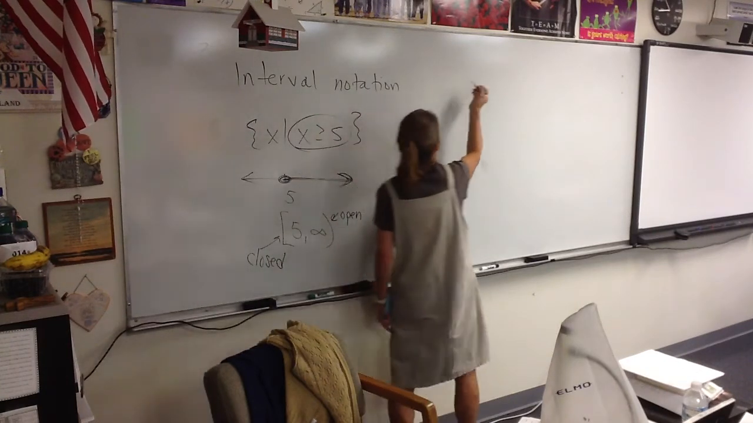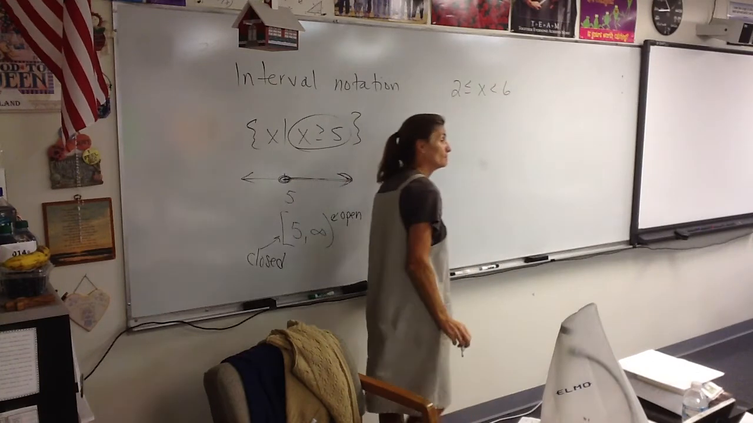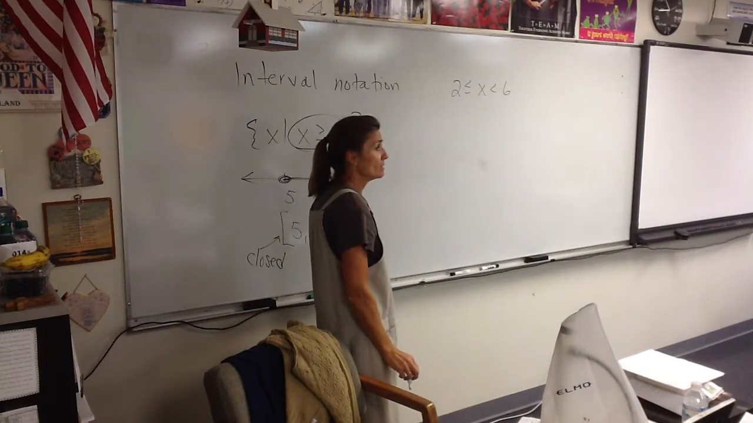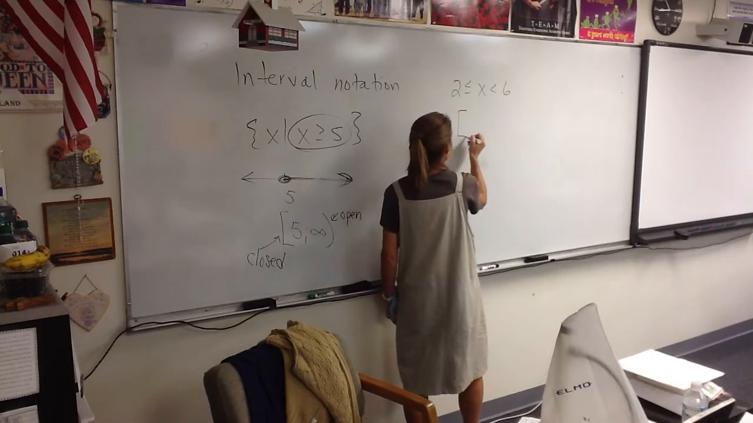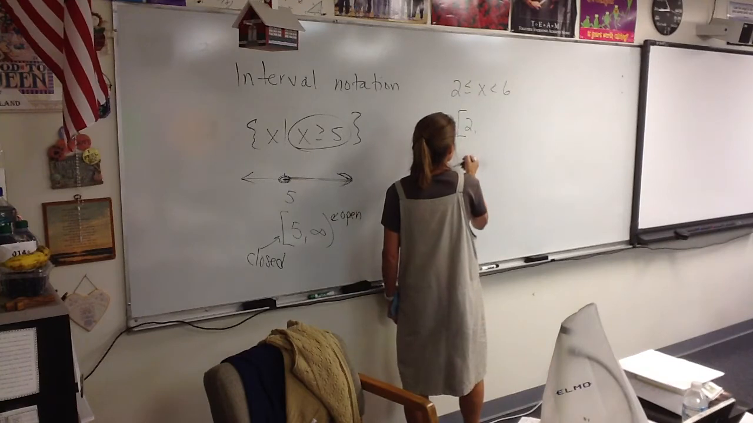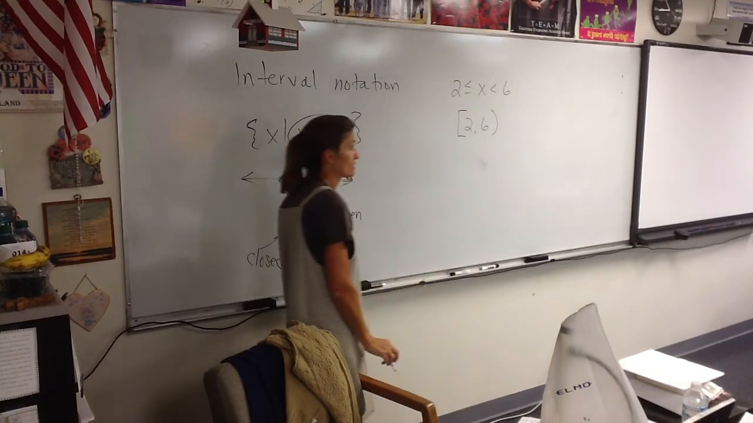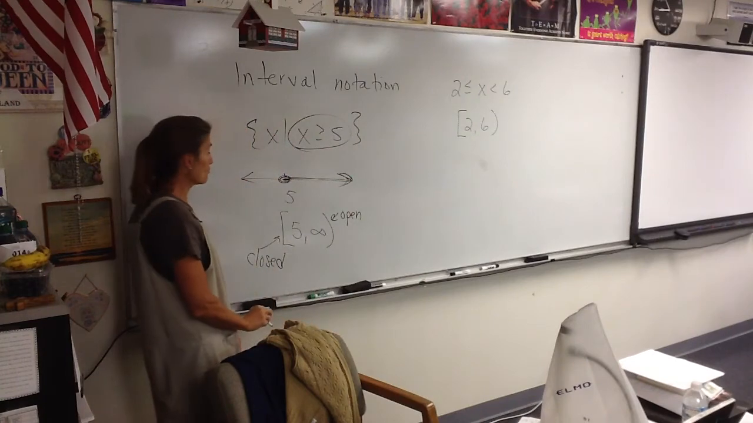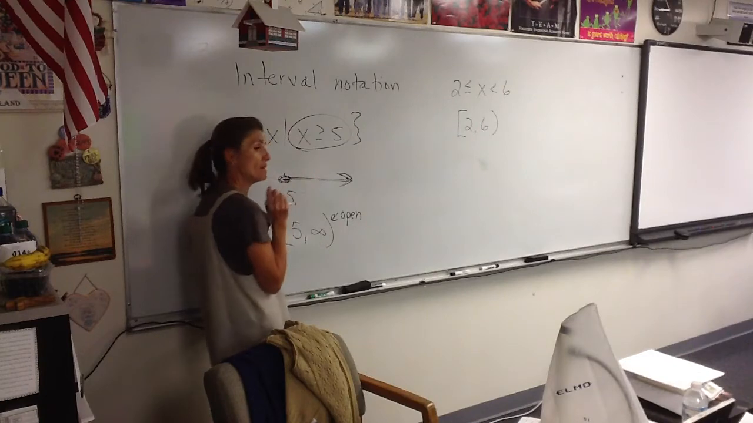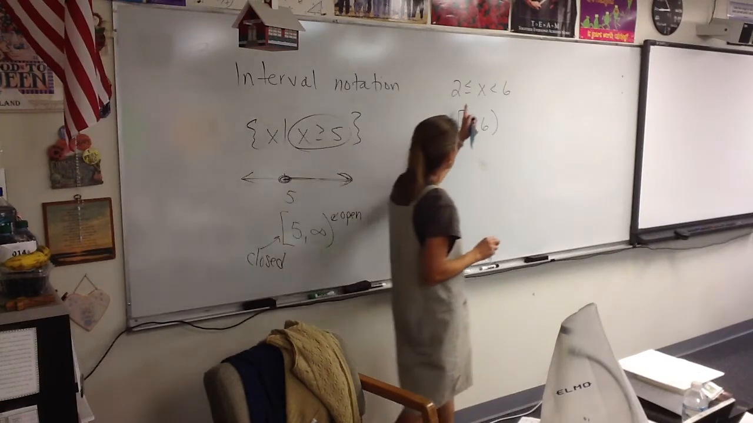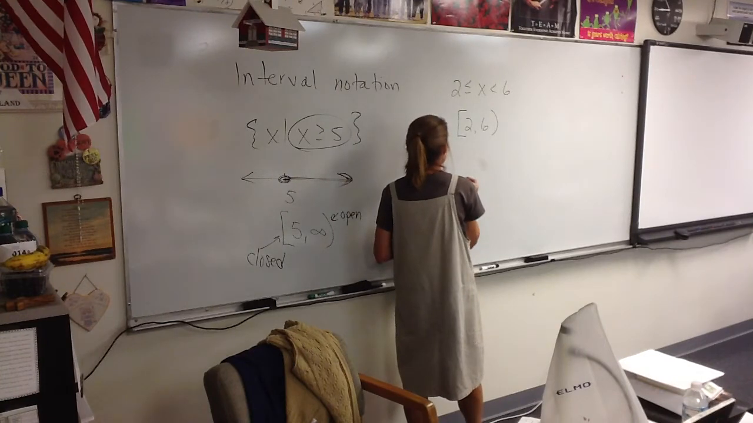So if I were solving an inequality and I had an answer that looked like this, I could put that in interval notation by putting a closed bracket at 2 and an open at 6. So interval notation is simply two numbers with a comma in between them, and then you're either using the bracket or the parentheses. So let's do one more.